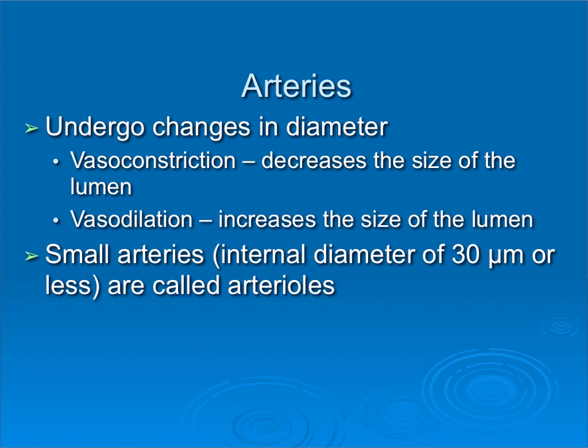So the vessels will constantly change in diameter based on the needs of the body. Okay, so if you want to increase or decrease the amount of blood going to a particular tissue, or if you need to decrease or increase the amount of blood pressure, that would be when the vessels, these arteries, would change in diameter. So if you decrease the size of the lumen, if it gets smaller, we call that vasoconstriction. That's going to cause an increase in blood pressure. If you increase the size of the lumen, we refer to that as vasodilation. That's going to decrease the blood pressure.